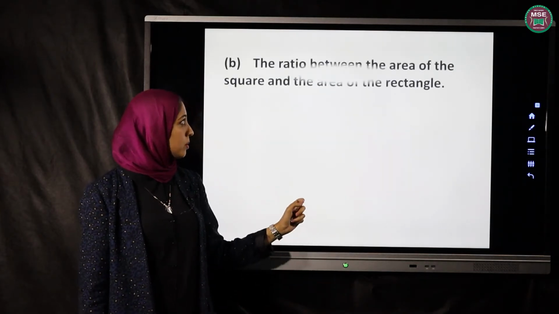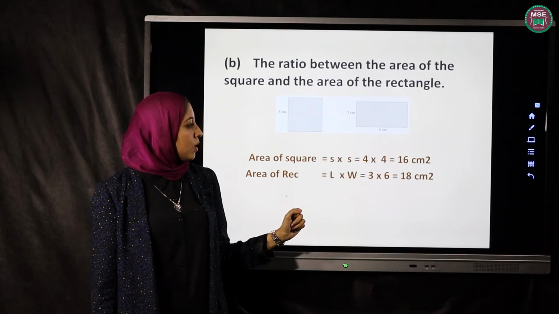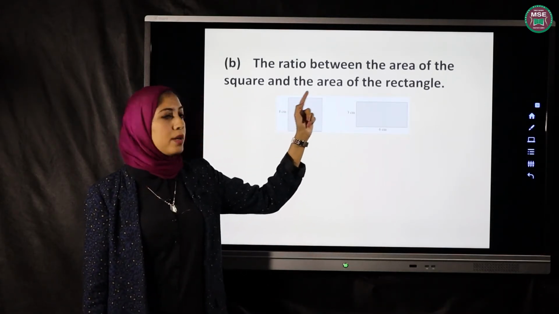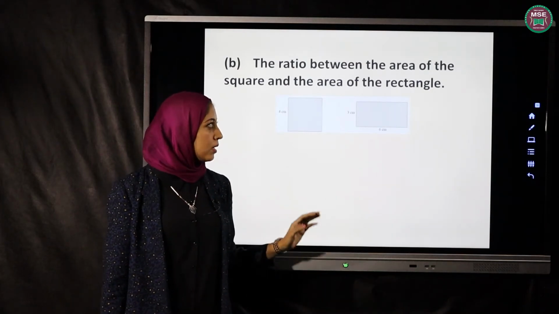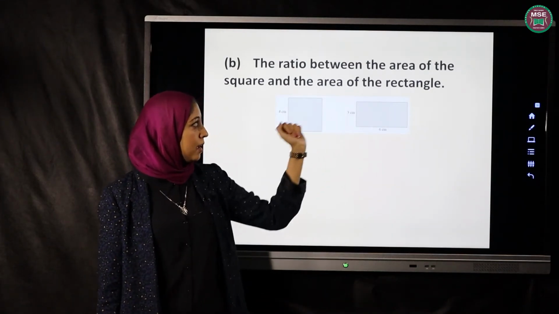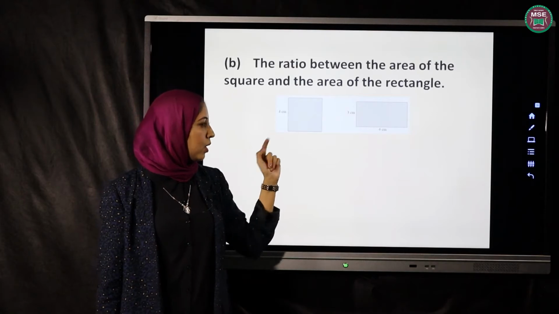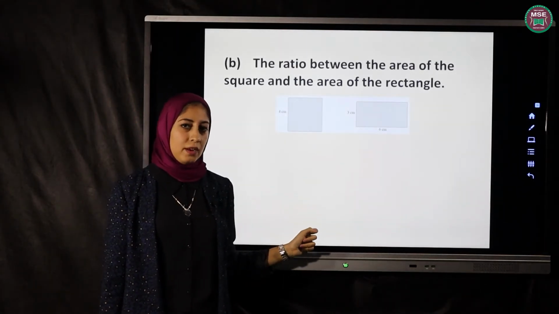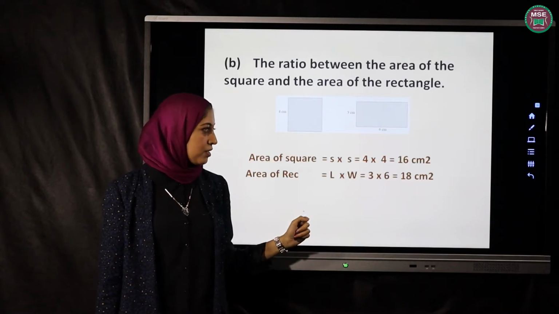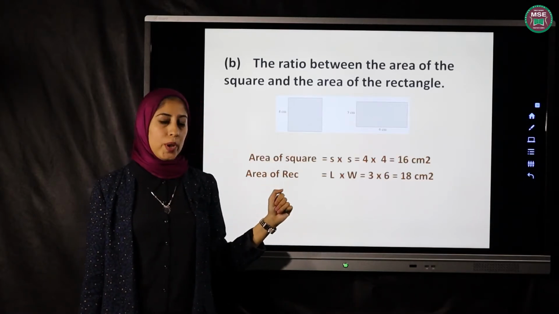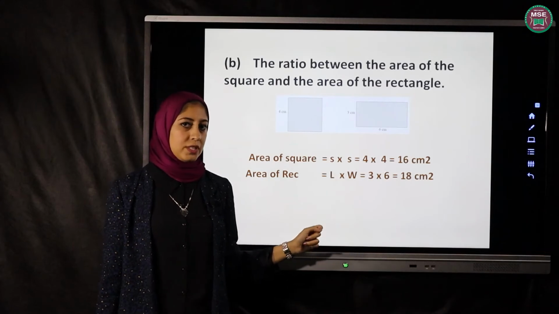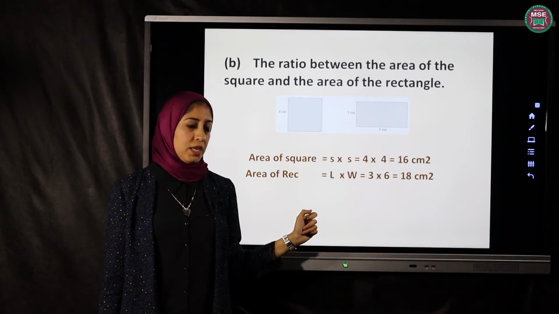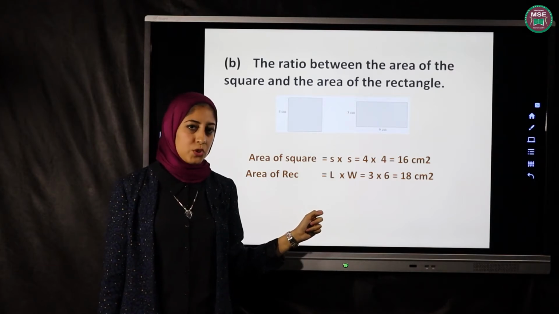In the same question, I want the ratio between the area of the square and the area of the rectangle. Here, it's a different question. Area of square and area of rectangle. What's the area of square? Side times side. What's the area of rectangle? Length times width. Let's write my rules first. Area of square, 4 times 4 equals 16 centimeters square. Area of rectangle, 3 times 6 equals 18 centimeters square.